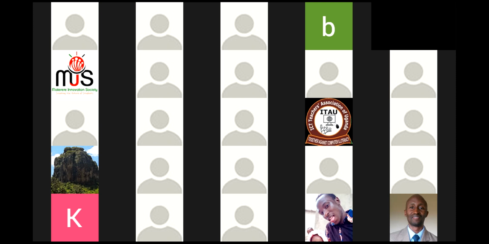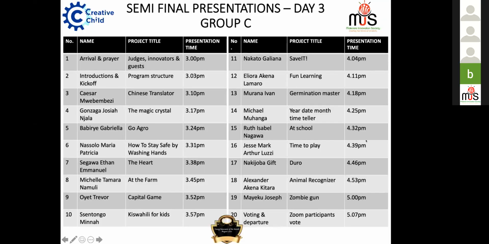Next on deck, we are going to have. Let me check on my slide. I think we are coming to an end. Next on deck, we have Oyet Trevor. And after Oyet Trevor, we shall have Sentongo Mina. So prepare your slides. Are you ready?